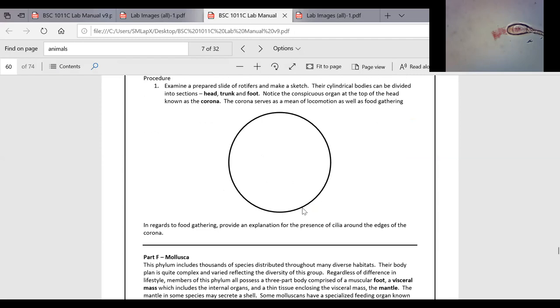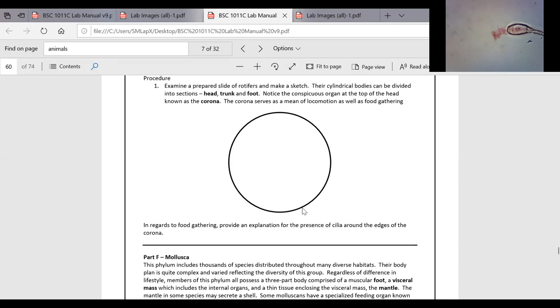In regards to food gathering, provide an explanation for the presence of cilia on the edges of the corona. If you're thinking, my goodness, that's a repeat question, it is. But the important part of understanding that's a repeat question is to understand the similarity of lifestyle due to similarity of environment, which is something I've been saying since the beginning of the semester.